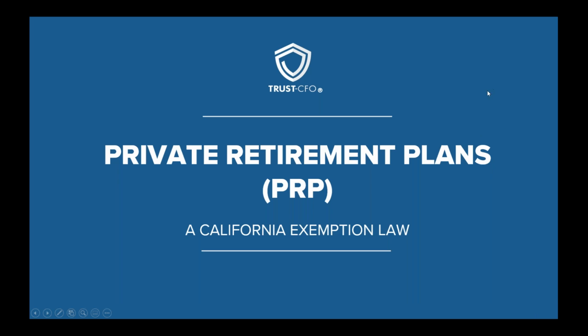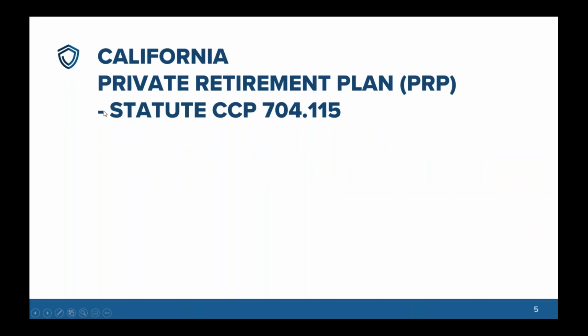So those are the facts, and again, the myth is, oh, everybody seems to think it's a protected asset. So what we're going to do is look at how a private retirement plan can come into play and help strengthen these retirement exemptions. So we're going to do a refresher on private retirement plans, or the PRP. And just as a reminder, we're going to reference this every time we talk about it, it's under California Exemption Statute, Code of Civil Procedure 704.115.